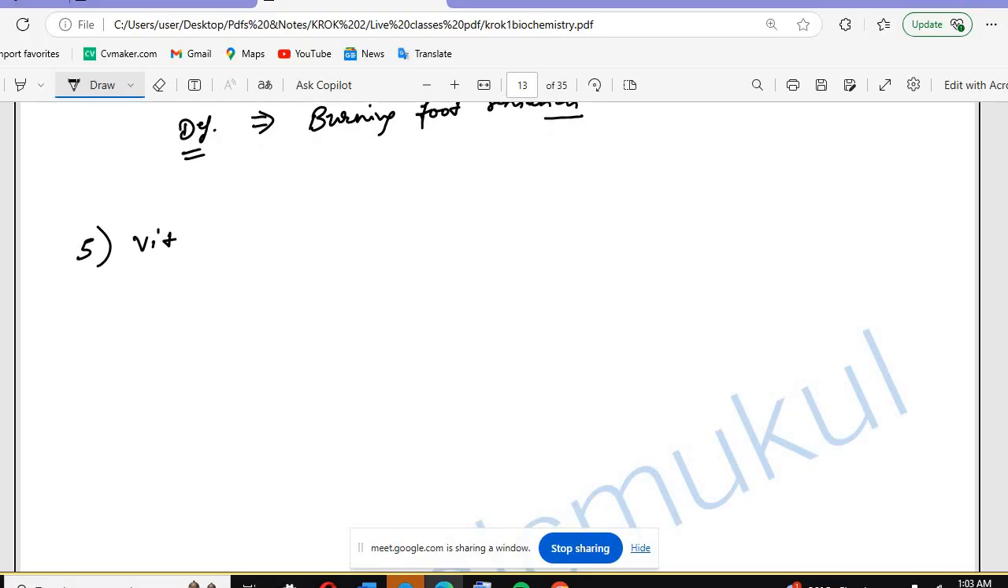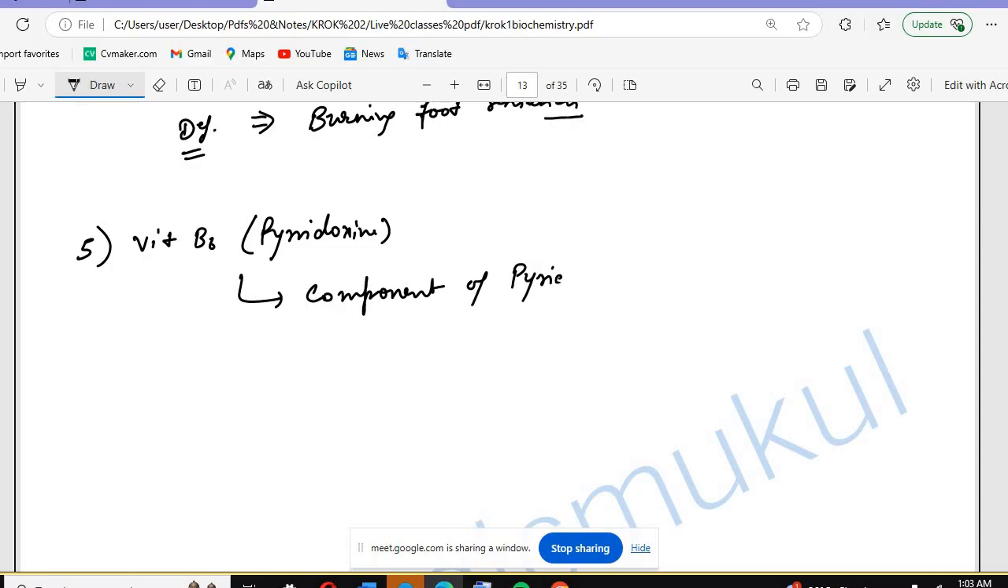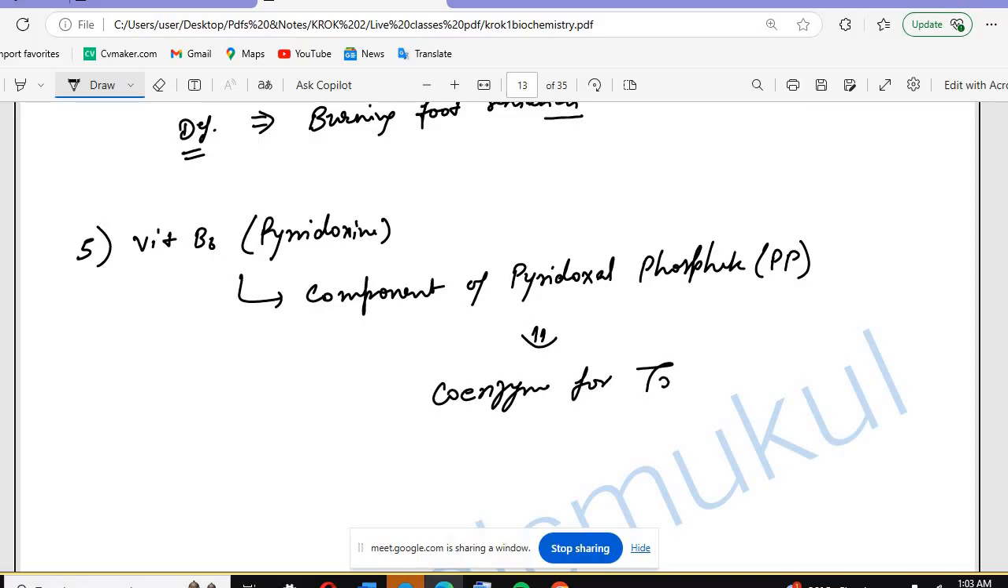Then we have vitamin B6, that is known as pyridoxine. Pyridoxine is a component of pyridoxal phosphate, which acts as a coenzyme for transaminase and decarboxylase. This is very important.